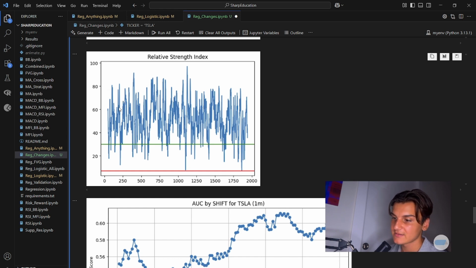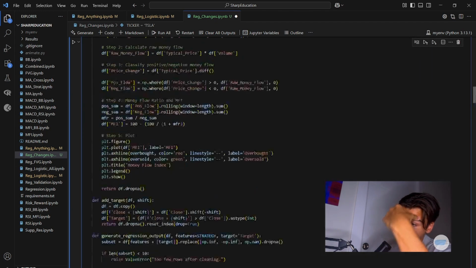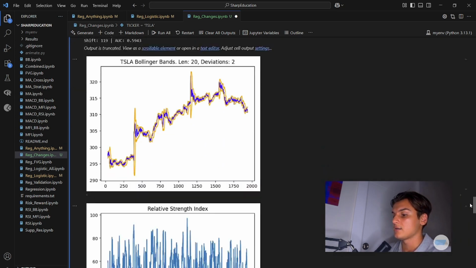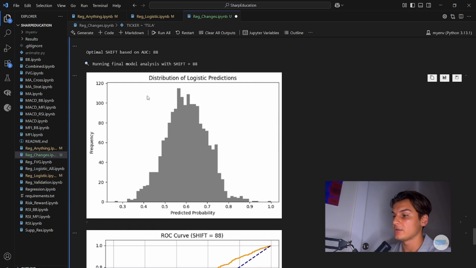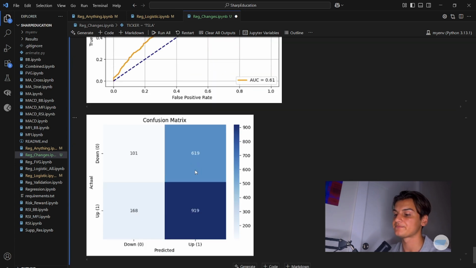Relative strength index, something's going on with the overbought and oversold threshold. Let me look. Oh, there we go. It has to be 70. All right, and then, so we've got a good distribution of logistic predictions. This area under the curve looks great. Look at that separation, meaning when we have our cutoff thresholds ranging between 0 and 1, we're bouncing away from randomly guessing trues and falses, meaning we're actually getting some information on the minutely data frame about what can happen.